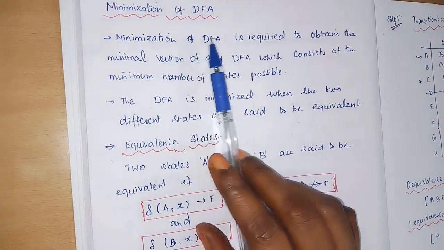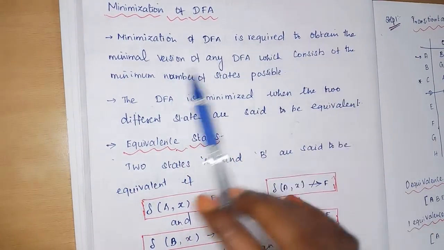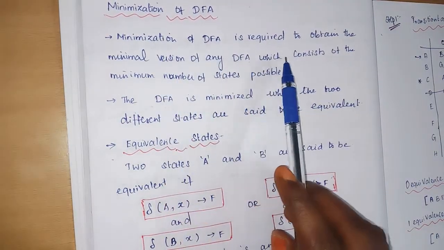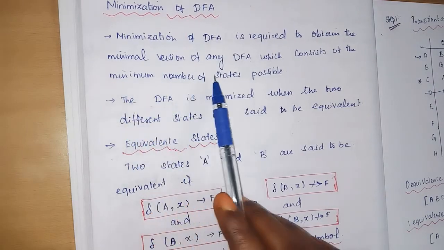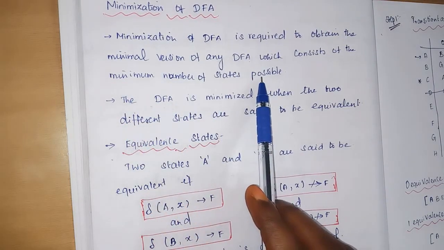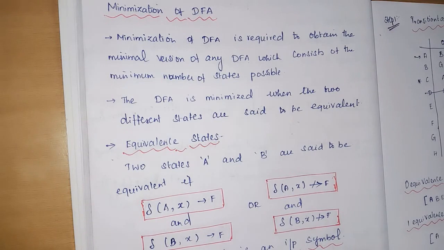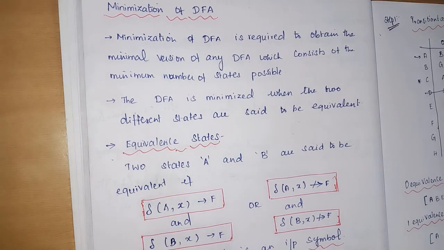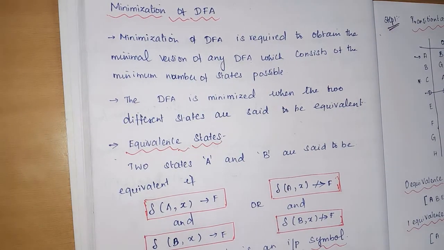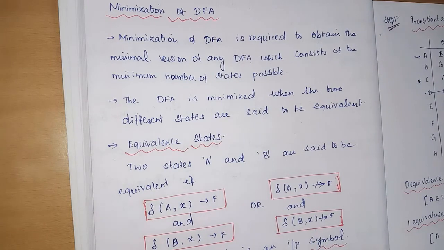Minimization of DFA is required to obtain the minimal version of any DFA, which consists of the minimum possible number of states. The DFA is minimized when equivalent states are merged. Then, how do you find the equivalent states?